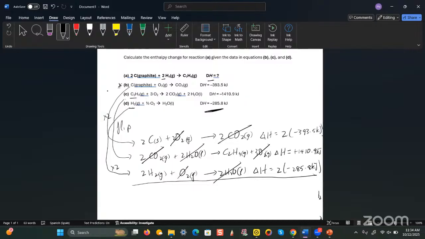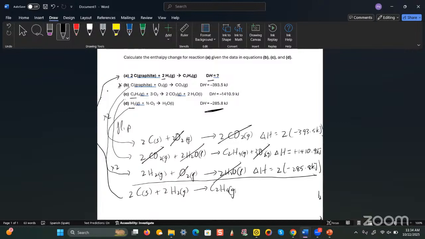So I think that's it. I don't think there's anything else left to cancel out. So we simply write down what is left: 2C solid plus 2H2 gas to give C2H4 gas. And this is the same equation as the first equation for which you're trying to find delta H, right?